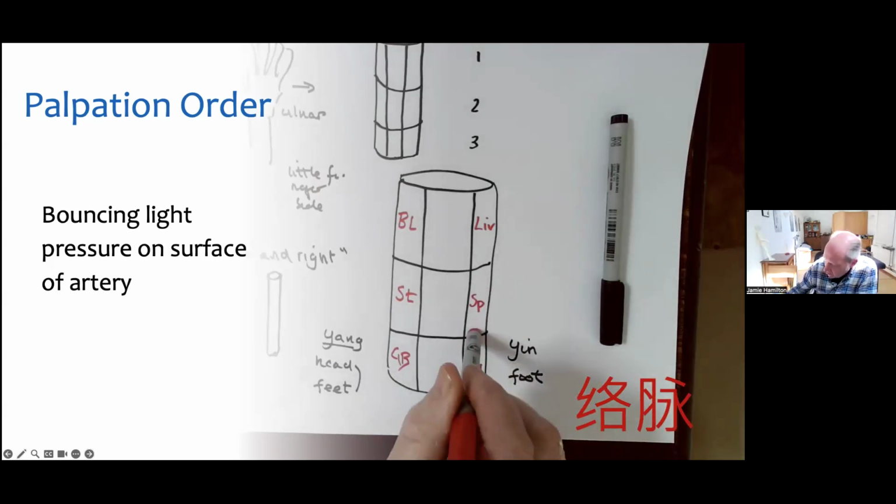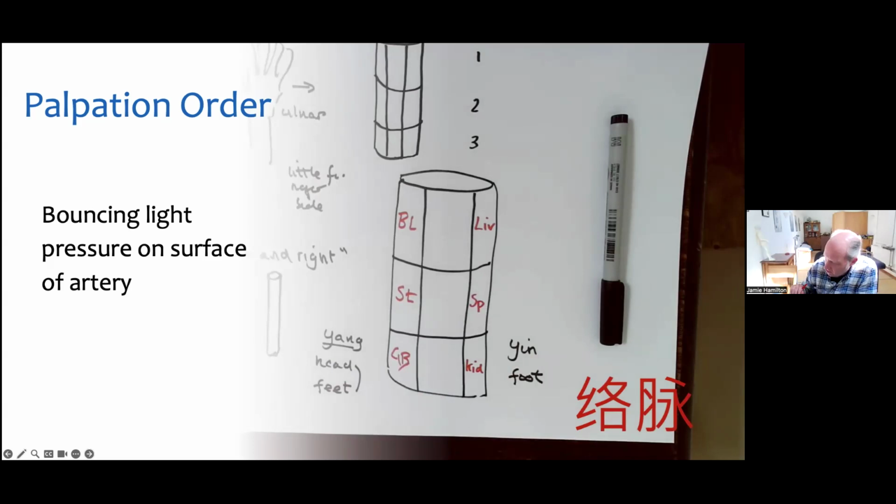Spleen and kidney. So maybe I'll just stop talking for a minute and see if anybody else has got some observations about any patterns that you might see here.